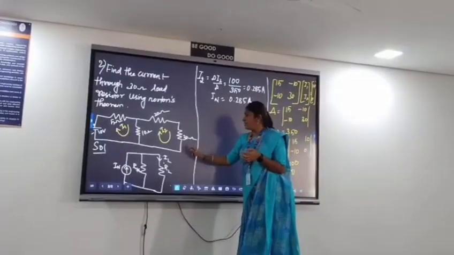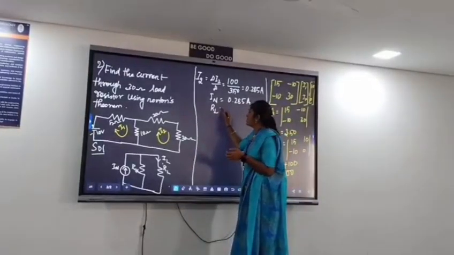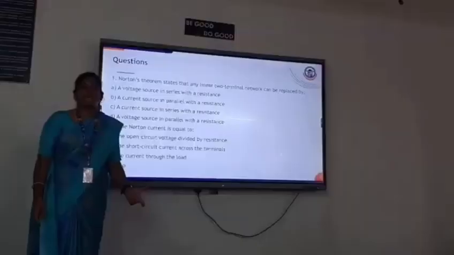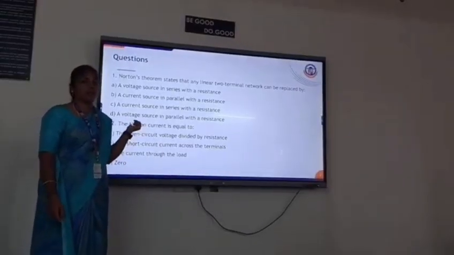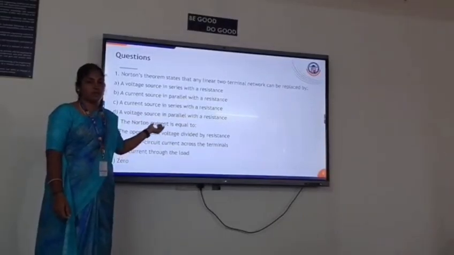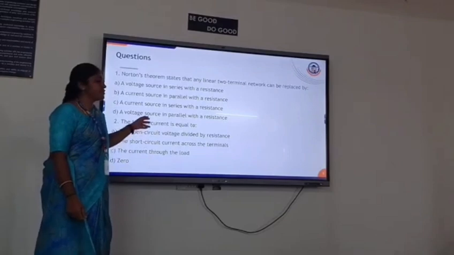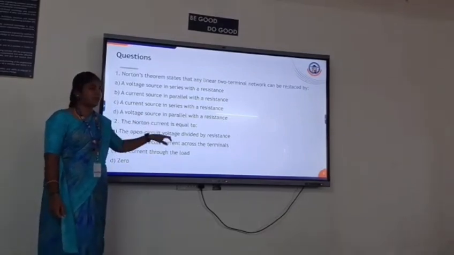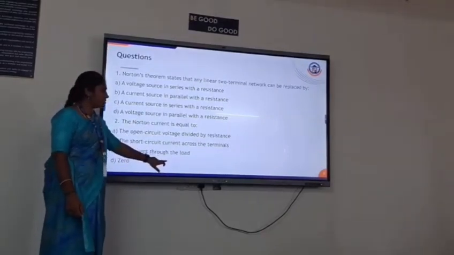So far we have found the values of RTH and IN. The load resistor from the given circuit is 30 ohm. We have seen the Norton's theorem statement and the problems solved based on this theorem. The questions are based on this concept, so try to answer these questions.